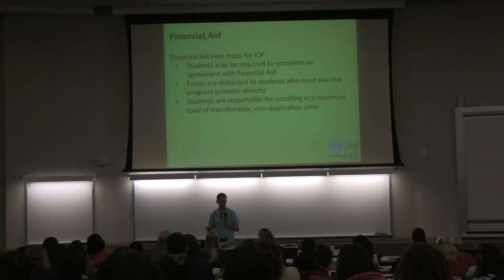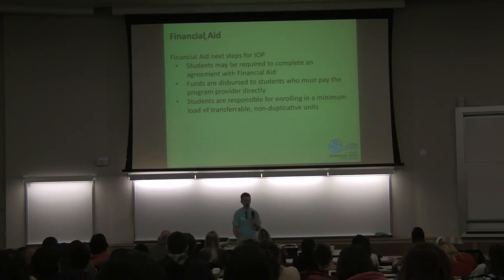If you're an IOP student, you will likely be required to complete an agreement with the financial aid office if you are hoping to receive financial aid for your program. You'll have to do some sort of agreement that you have to help fill out. It's usually called a Consortium Agreement. Funds are dispersed to the student directly, and the student is required to pay the provider. So for semester at C, you will be paying semester at C yourself. The financial aid office will not be paying on your behalf.